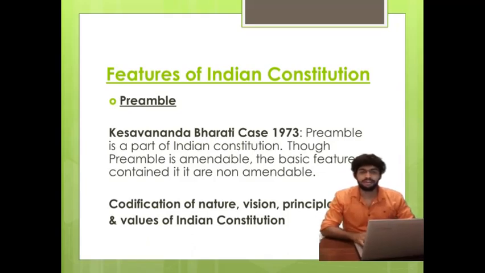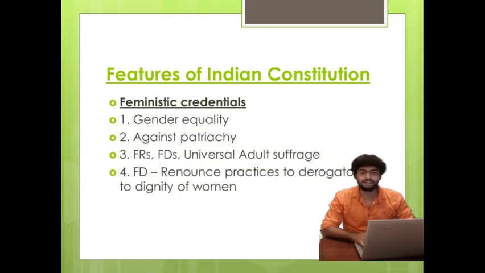Another important feature of the Indian Constitution are the feministic credentials of the Constitution. There are detailed provisions in the Constitution which uphold feminism and the feministic credentials. Like the Indian Constitution upholds gender equality, there are provisions against patriarchy, the fundamental rights, fundamental duties, and the universal adult suffrage all are granted equally to women at par with men. The fundamental duty to renounce the practices derogatory to women explicitly narrates the feministic credentials of the Indian Constitution. The feministic credentials of the Indian Constitution is perhaps the most important feature of the Indian Constitution.